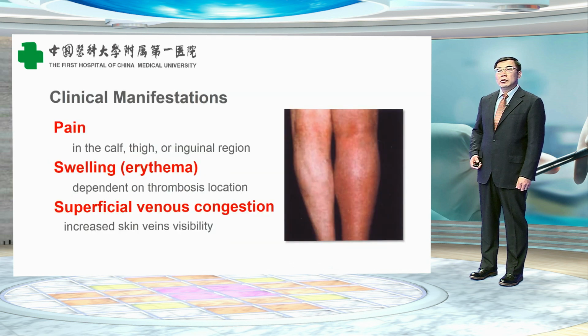Typical symptoms include pain in the calf, thigh, or inguinal region, and swelling depending on the thrombosis location. For example, in the iliofemoral system, the DVT will present with severe swelling and superficial venous congestion with increased skin vein visibility.